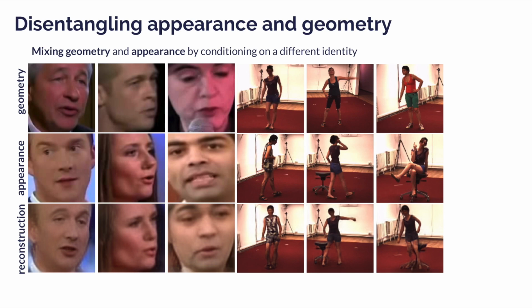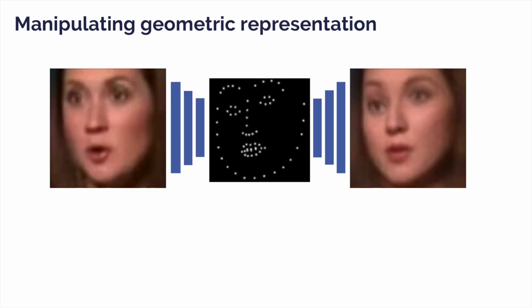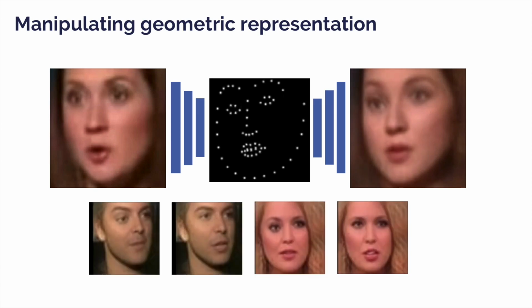Finally, instead of providing the appearance image from the same video sequence, we use an image from a different identity. The model swaps out the appearance of the original image with the supplied appearance image. This shows that the model factorizes geometry and appearance. The decoder sources geometry from the first frame, while appearance is sourced from the appearance conditioning image. We can also directly manipulate the keypoints to animate images, which can have interesting applications.